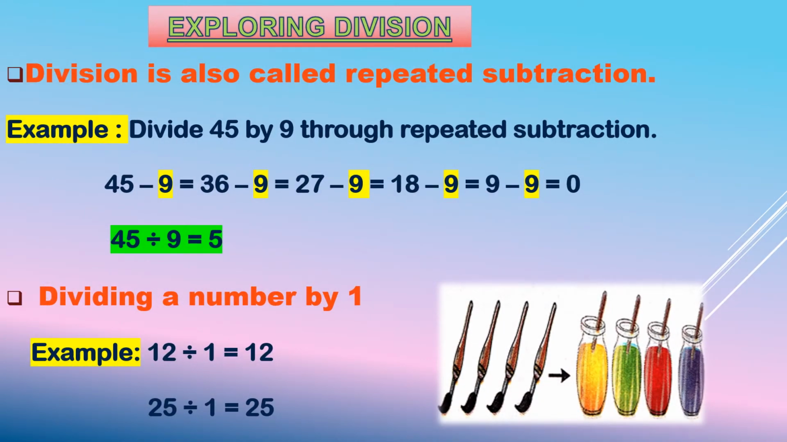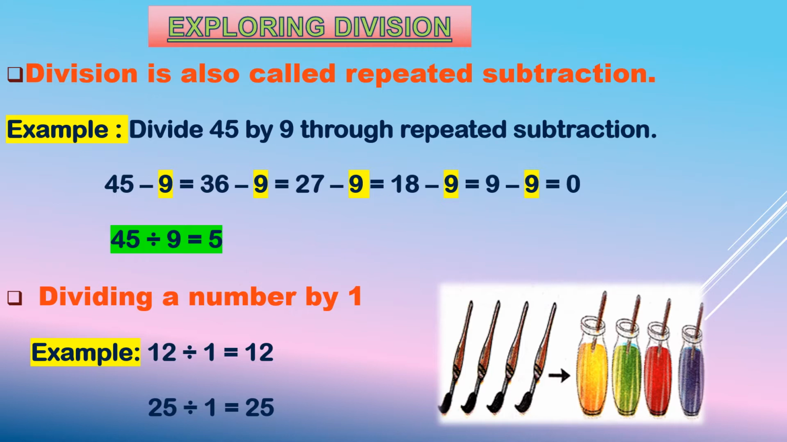Let us explore more about division. Division is also called repeated subtraction. Let us understand through an example. Divide 45 by 9 through repeated subtraction. Subtract 9 from 45 each time till you get 0. Count the number of times 9 is subtracted from 45. Here, 9 is subtracted from 45 5 times. So, 45 divided by 9 equal to 5.